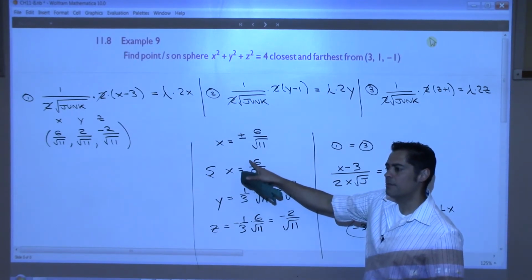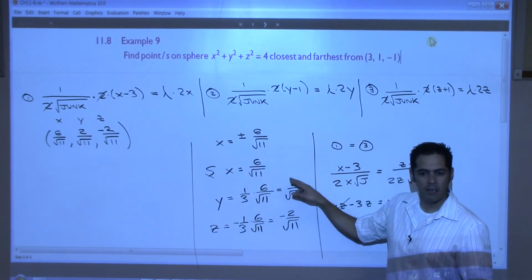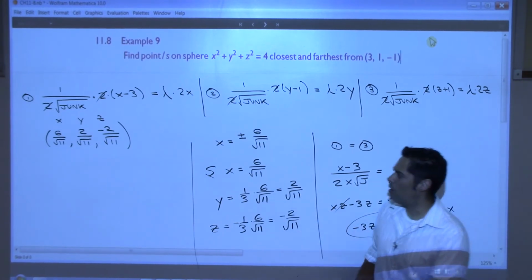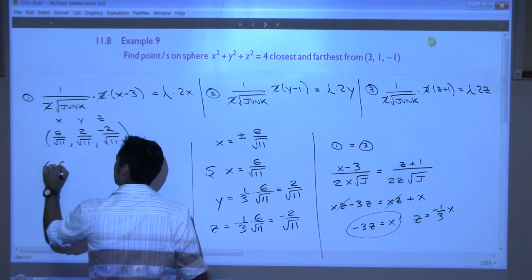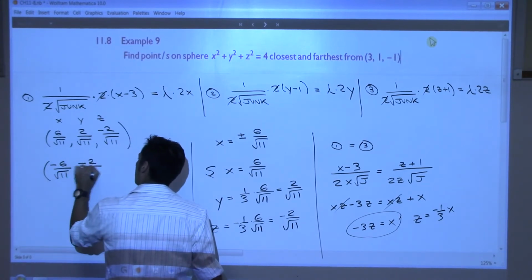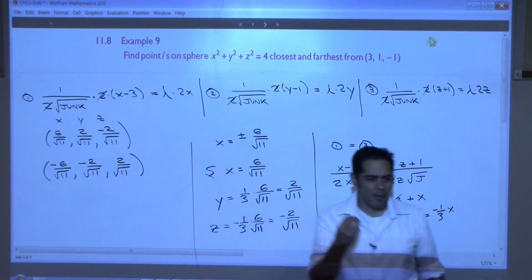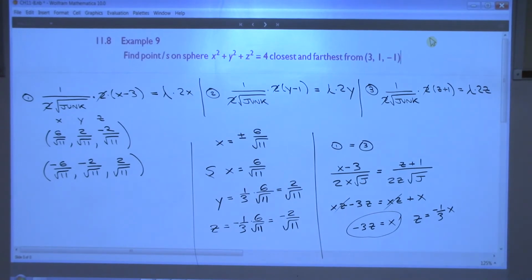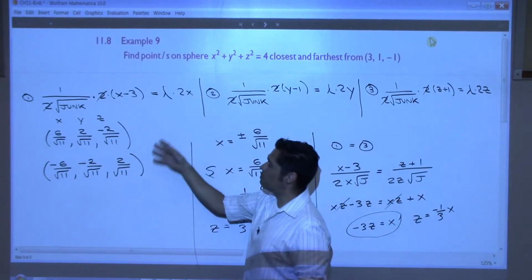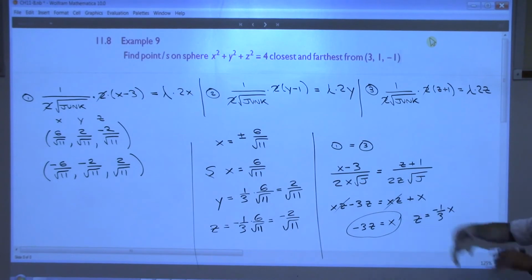Now I need to look at the other case. What if x was negative? Then y would be negative, and z would be positive. So all that would happen is this would change to negative 6 over root 11, negative 2 over root 11, and then 2 over root 11. And from the geometry of the problem, there should be two points that we're going to find here, right? One of them is furthest away, the other one is closest. And we have two. Now, before we find out which of these corresponds to the maximum or minimum distance, we did say suppose x, y, and z weren't zero, right? What if they were? What if x, y, and z were zero?